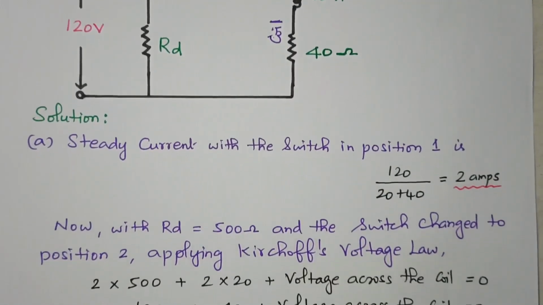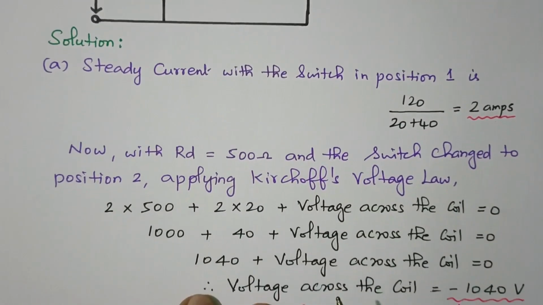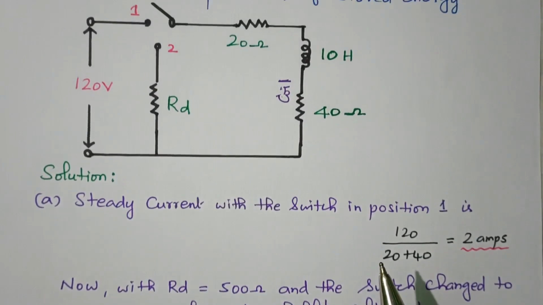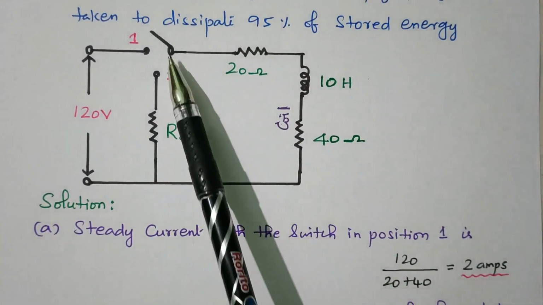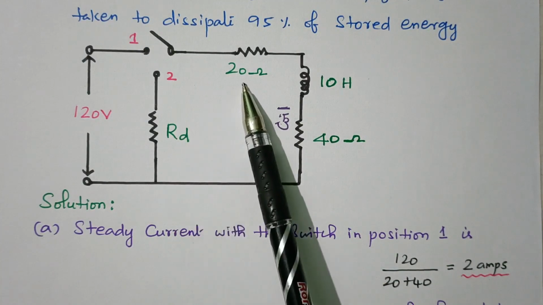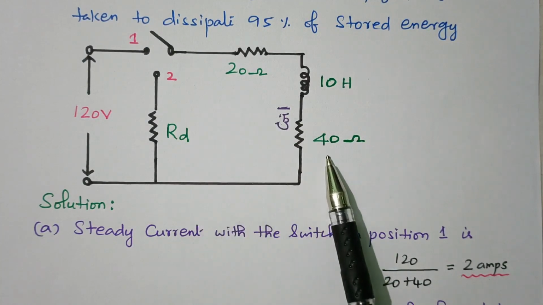The RD value is given. We need to find the voltage across the coil. So here in this circuit, while connecting to position 2, what are the things we have? RD is there, a 20 ohm resistor is there, and the coil is available.